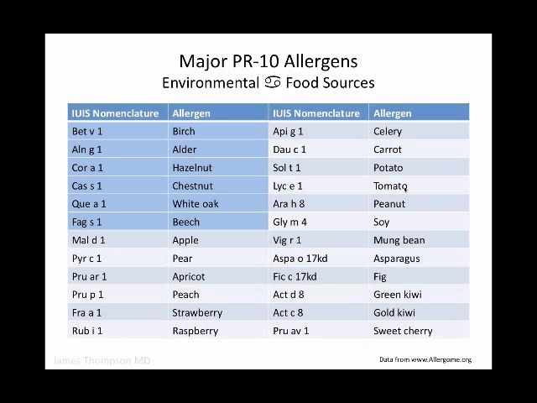So these are the major PR10 allergens. Again, you'll see them in tree pollens, but then also in a very broad range of fruits and vegetables. And these would be likely to cause oral allergy syndrome? That would be most common.